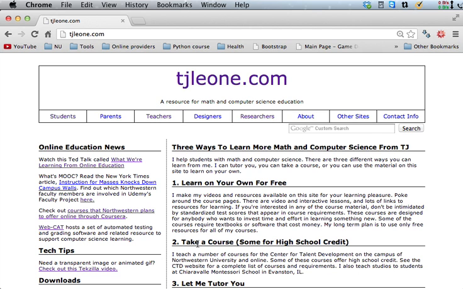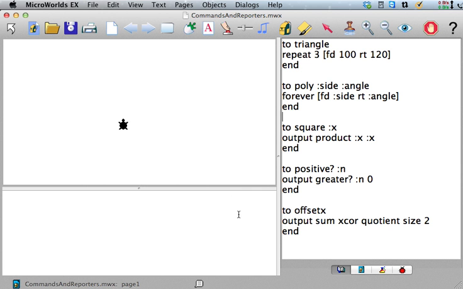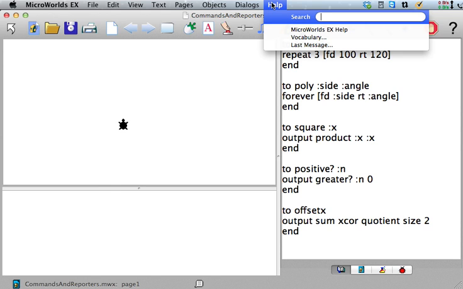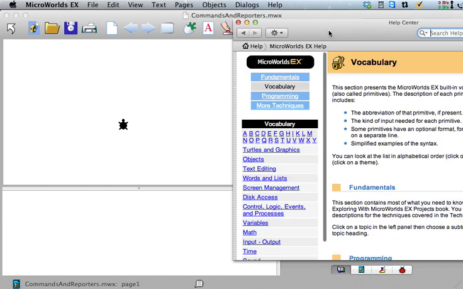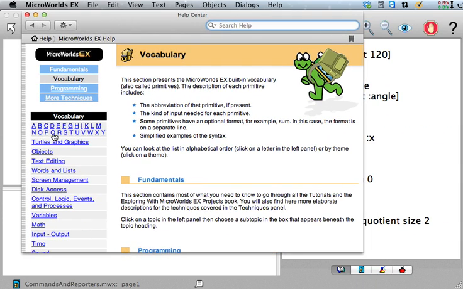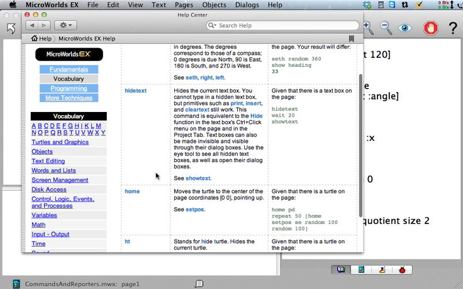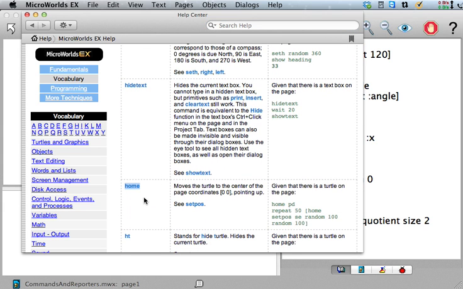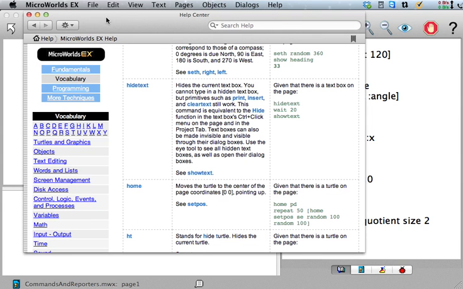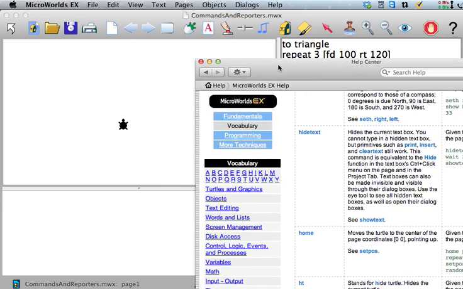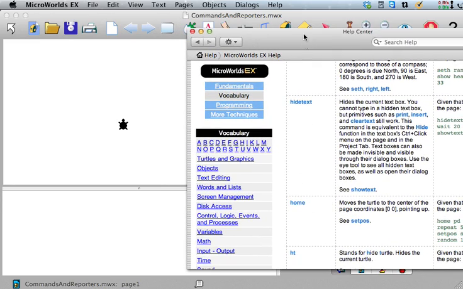Now we've been looking at different ways that we can categorize procedures. So one thing that we first looked at was that some procedures are primitive procedures. We can look those up in the MicroWorlds vocabulary. If we wanted to look up home, we see the word home and it doesn't have any parameters here, so we can see that this is a primitive procedure.